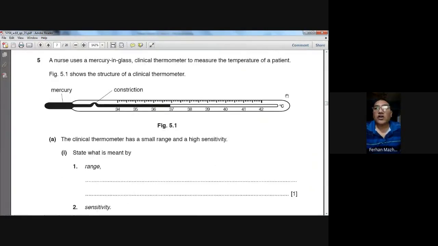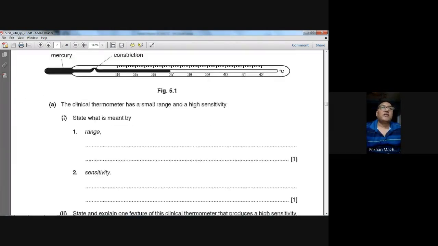Okay, so we are moving to the next question. Question number 5. A nurse uses a mercury in glass clinical thermometer to measure the temperature of a patient. Figure 5.1 shows the structure of a clinical thermometer. The clinical thermometer has a small range and a high sensitivity. State what is meant by range and what is meant by sensitivity.